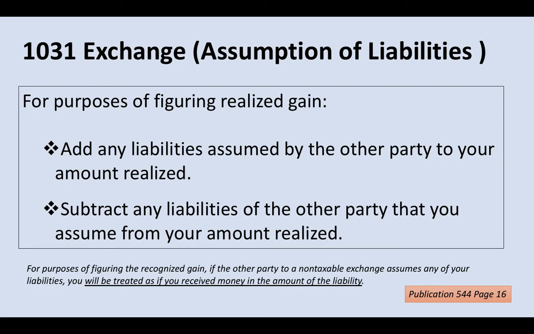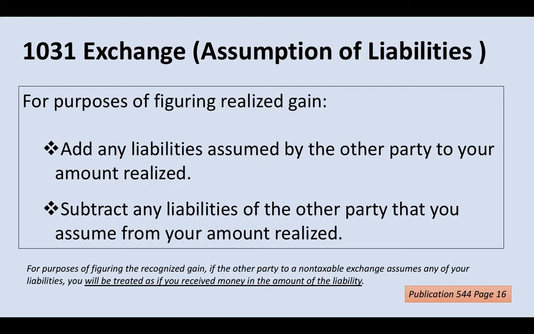Let's talk about tax-deferred exchange in the situation where there's an assumption of liability, which is when you assume the other party's mortgage, or your mortgage is assumed by the other party in the tax-deferred exchange. The IRS says, for the purpose of figuring the realized gain, you add any liabilities assumed by the other party to your amount of the realized gain.